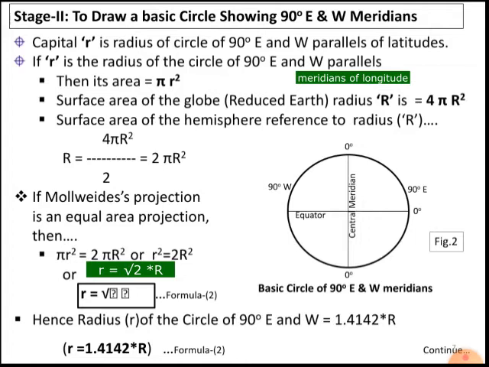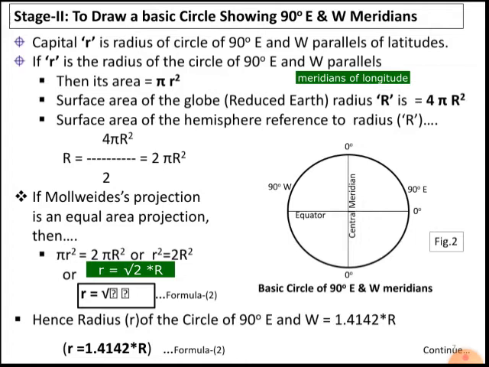So in the Mollweide projection, an equal area projection, pi r square is equal to 2 pi R square, that is, small r square is equal to 2 capital R square. From this we'll get one equation, and that equation is r is equal to the square root of 2, multiplied by small r, sorry, capital R.